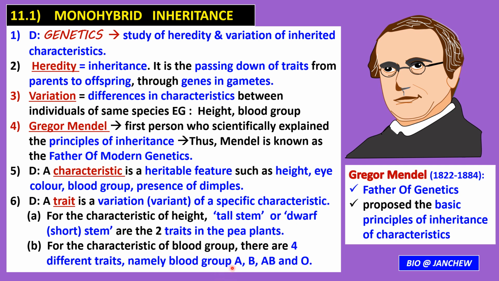So a person may have blood group A or B or AB or O, all right, one of these. So that means the person has that particular trait. Say the person has the trait of blood group A, okay? So it's more specific than characteristic. And a trait is a variant of a specific characteristic.